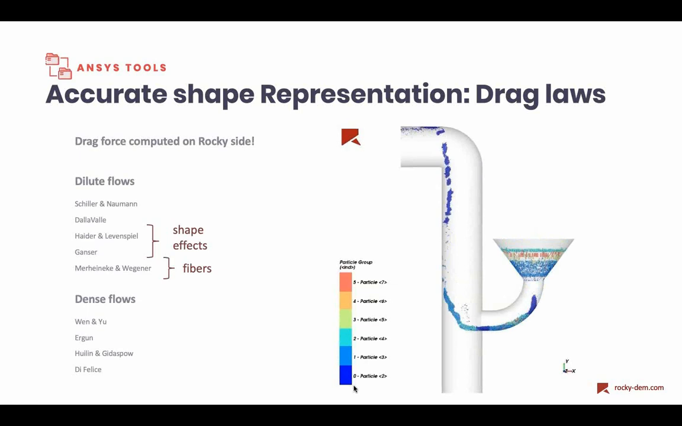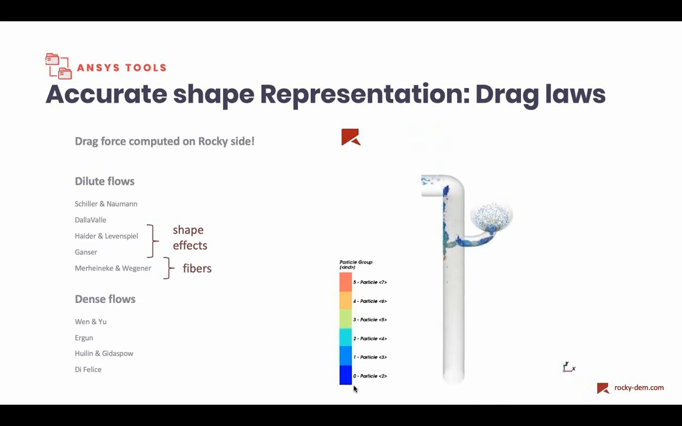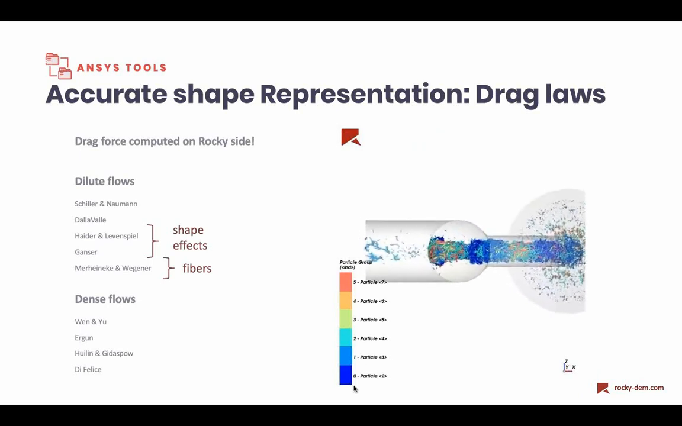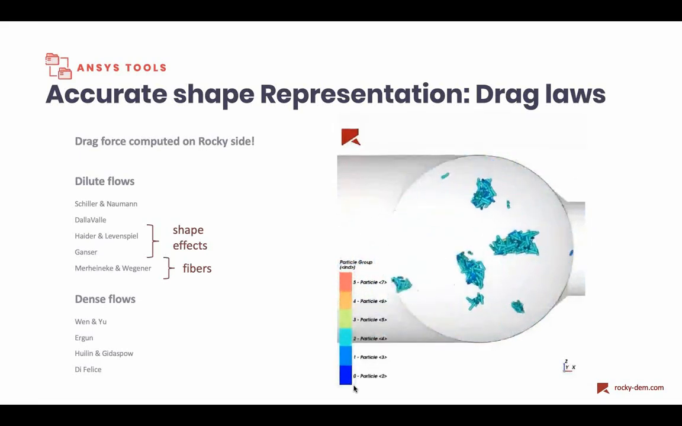Okay, here you can simulate, for example, the pneumatic transportation of pellets of wood, but they have some humidity that I want to take into account. So as you can see, you have clusters of particles. Okay, and I want to simulate that in detail with regards to the drags and things like that. So this is also another simulation that we did with Rocky and Fluent.